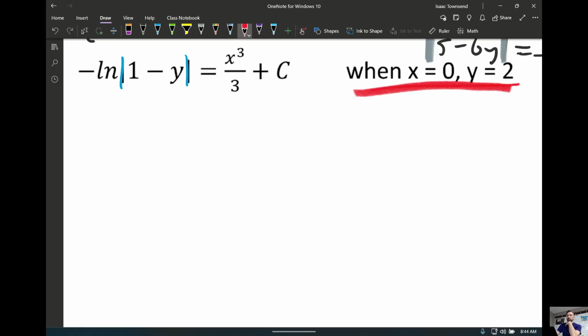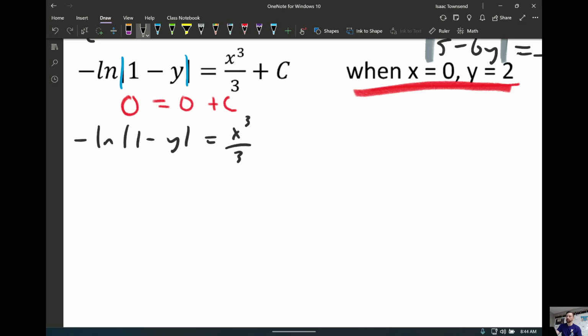If I plug in 2 for y, this becomes negative 1. The absolute value of negative 1 is positive 1, but the natural log of 1 is 0. Times a negative is 0. Plug in 0 for x. It looks like c is 0. Again, usually c is not something too messy. The last question where it was natural log of 2 is about as messy as it would ever be.